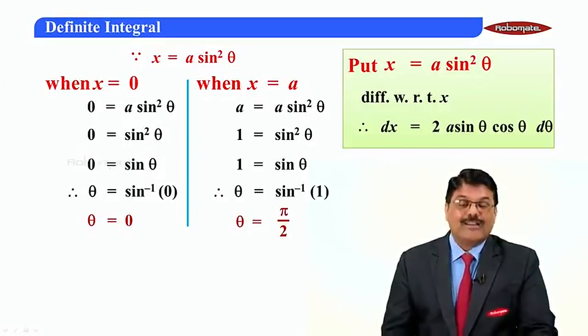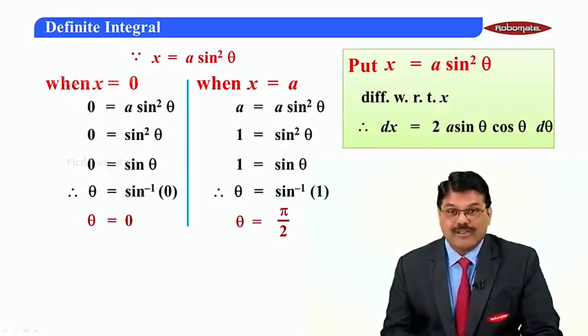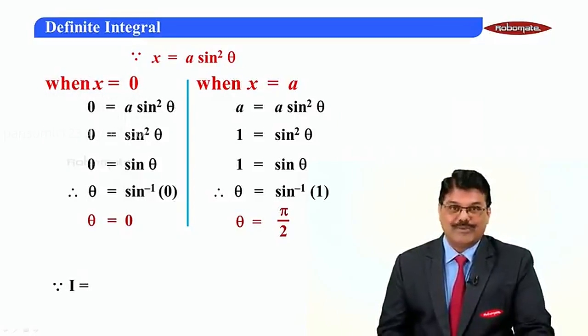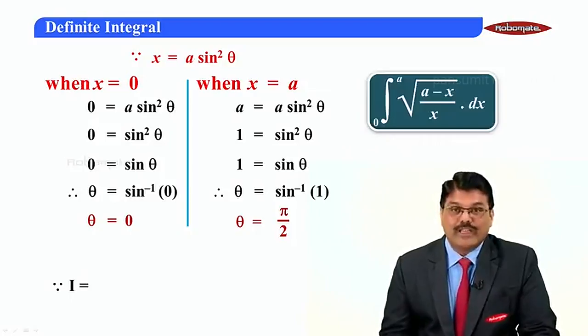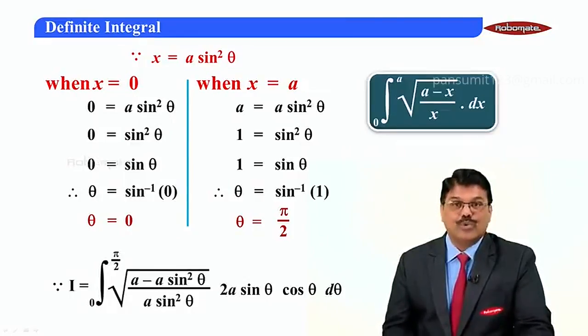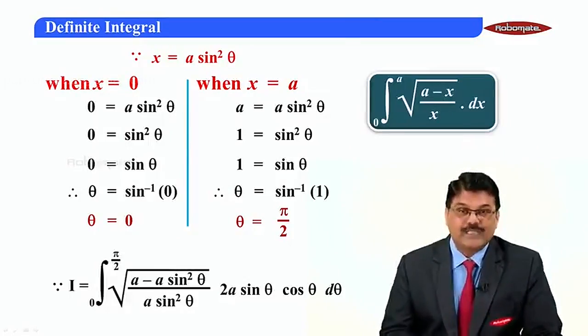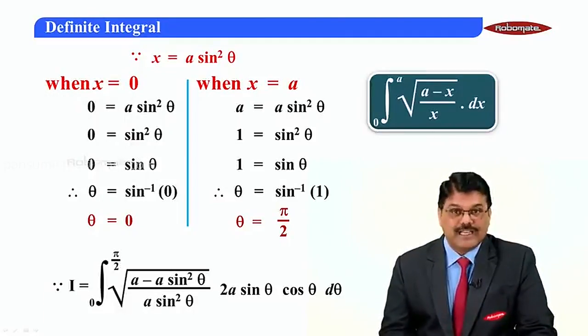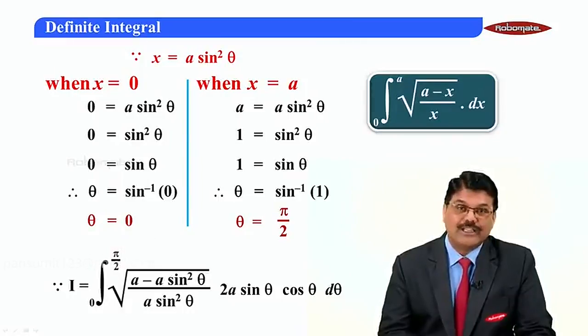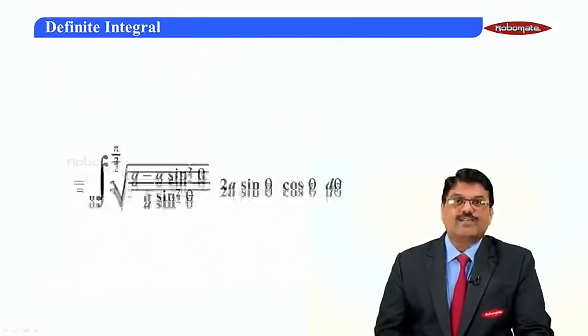So, earlier, limits goes from 0 to a, but now it goes from 0 to pi by 2. Right? So, your original integral that goes from 0 to a, now it goes from 0 to pi by 2, root of a minus a sin square theta upon a sin square theta. And instead of dx, we can write it 2a sin theta cos theta into d theta. Right? Let us solve it further.